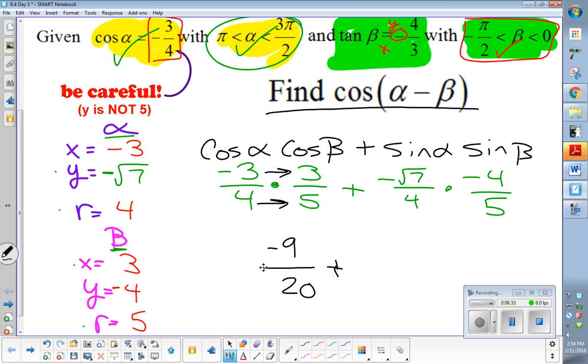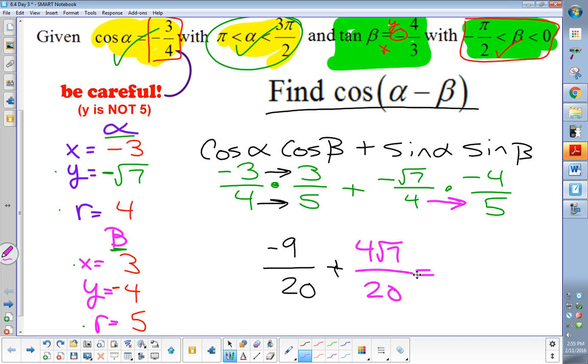I'm taking 4 times radical 7. What's 4 times radical 7? 4 radical 7. Again, treat it like an x. What's 4 times x? 4x. 4 times radical 7 is 4 radical 7s. On bottom, it's 4 times 5, so I have 20.